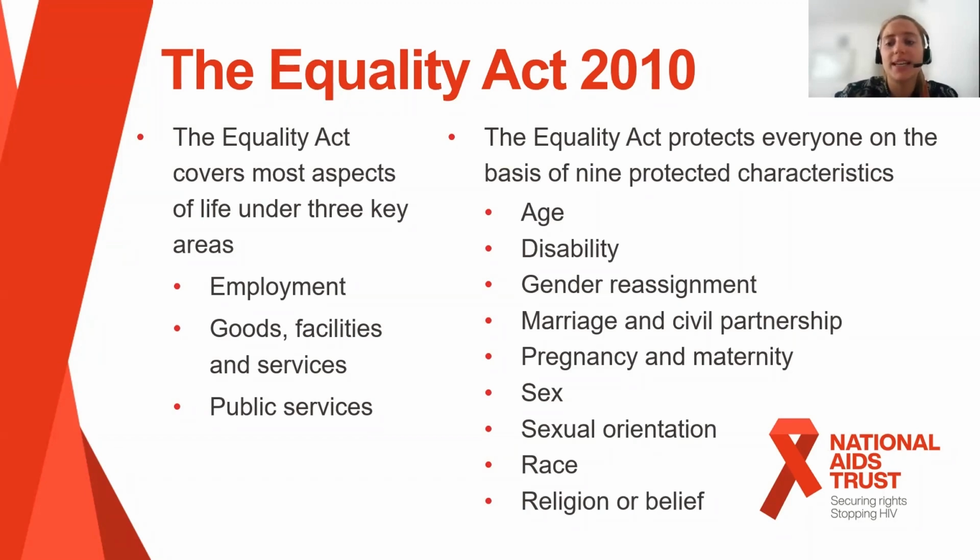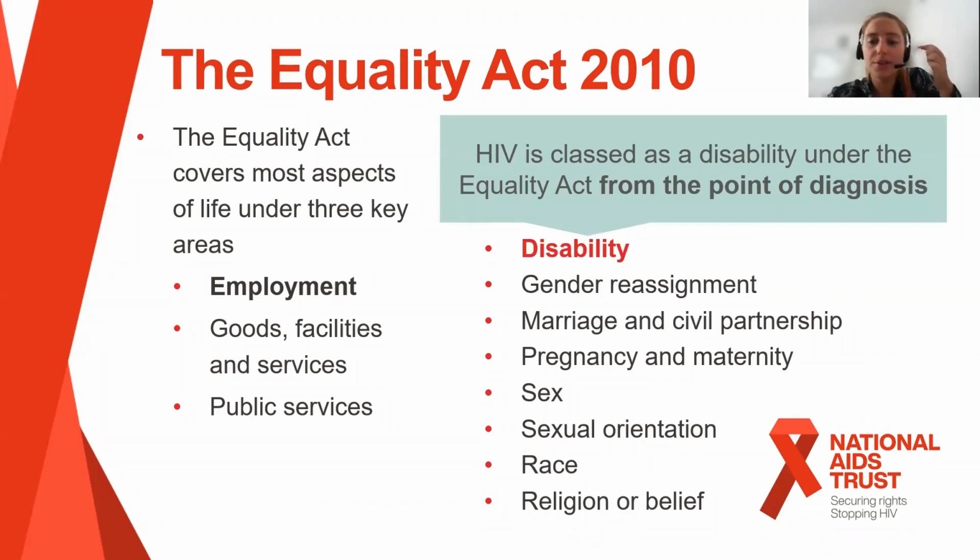And there are also 9 protected characteristics in the Equality Act. Discrimination, which happens because of one or more of these characteristics, is unlawful under the Act. And we all have some of these characteristics, for example, sex or age. So the Act protects everyone from discrimination. And although people living with HIV might not personally identify as being disabled, they are afforded protection under the Equality Act because HIV is legally classed as a disability from the point of diagnosis.